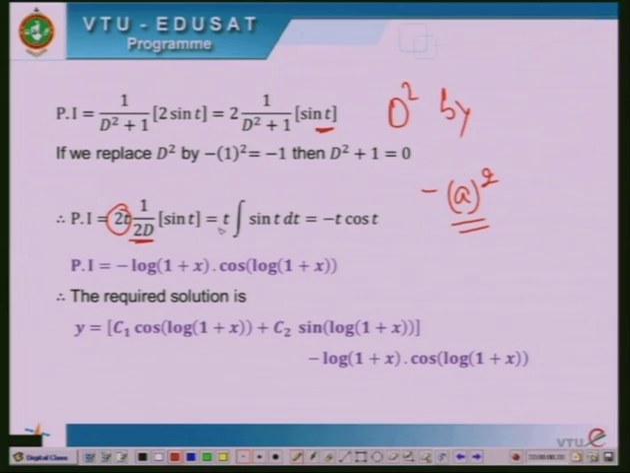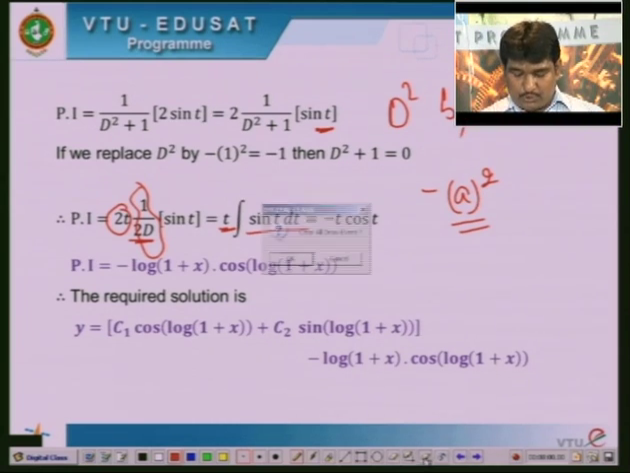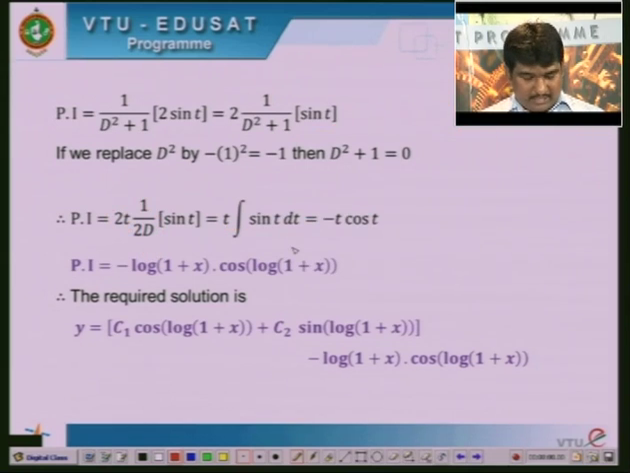So 2t by 2 becomes t. This 1 by D stands for integration. So 1 by D of sin t is the integration of sin t dt, which is nothing but minus cos t. Integration of sin t is minus cos t. Now convert t in terms of x. So PI is minus cos of log of 1 plus x. The required solution is CF plus PI as given.